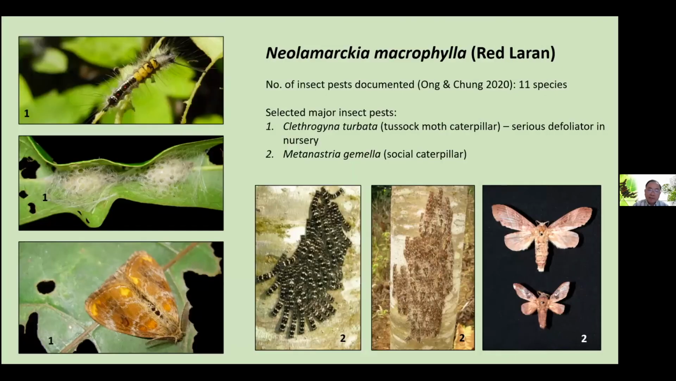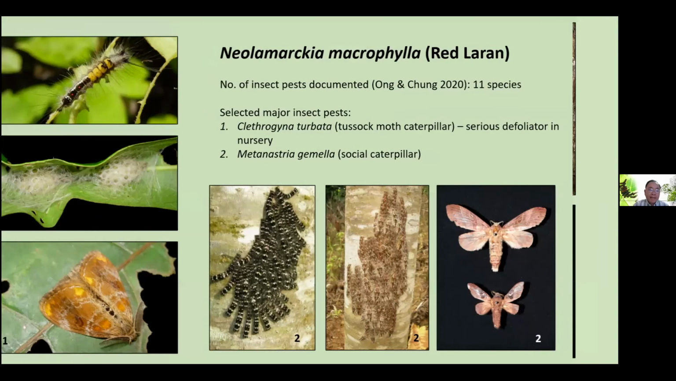Now, red laran or Neolamarckia macrophylla is gaining popularity in Sabah as well as other parts of Malaysia. The tussock moth caterpillar, Clethrogyna turbata, is among the serious defoliators in the nursery, while the social caterpillar Metanastria gemella has caused considerable damage to the foliage of the trees in the field. And you can see these two species on the screen here.